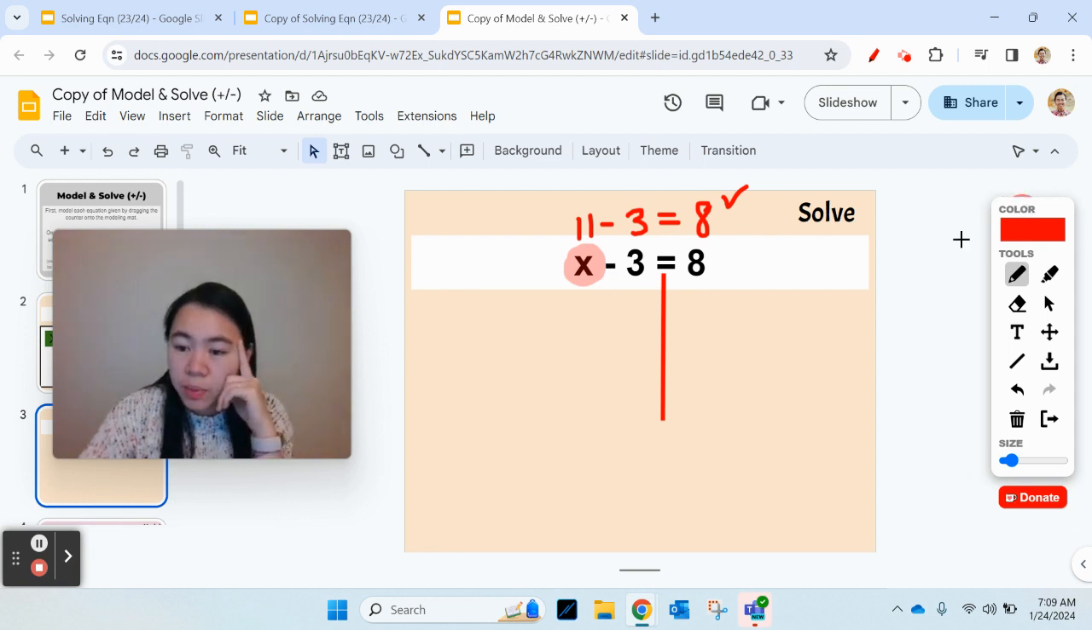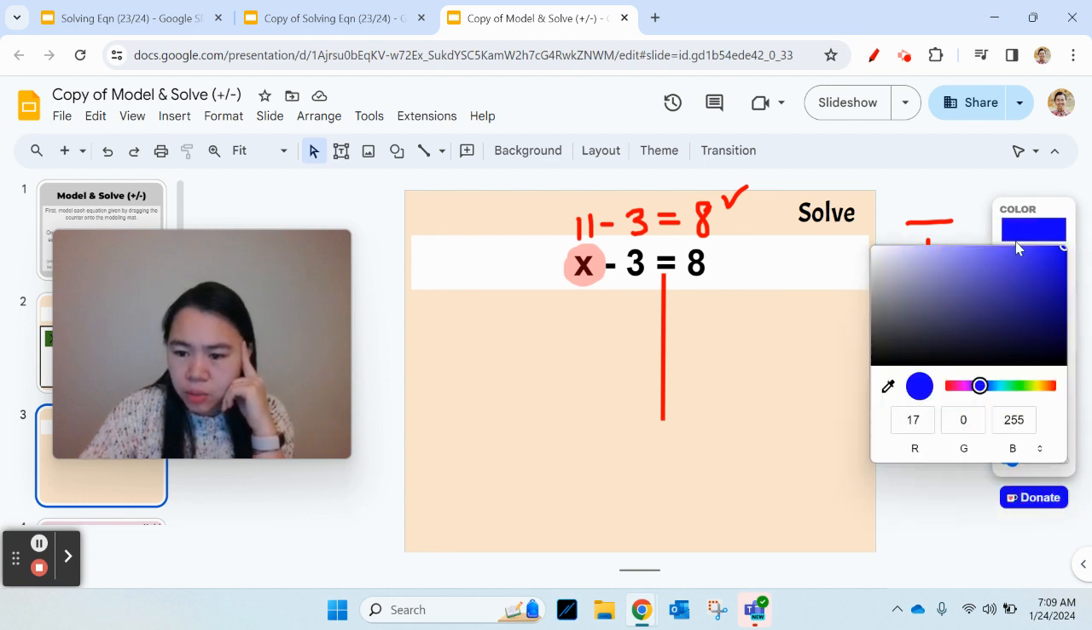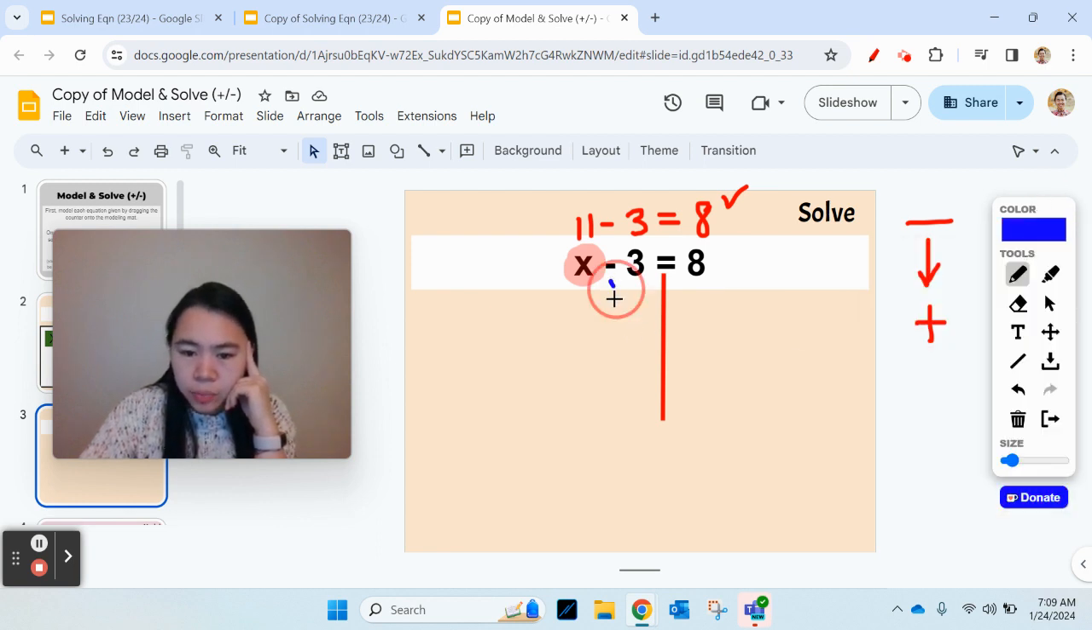So we have to use opposite operations. What's the opposite of subtraction? Addition. So instead of -3, I'm going to add 3 to both sides. I'm going to change colors here, but you can keep writing in the same color. Just changing colors so you can see a little bit clearly.